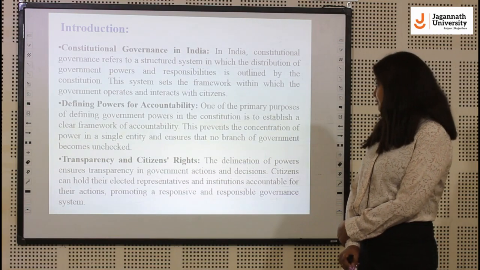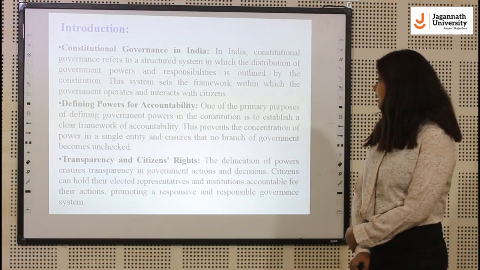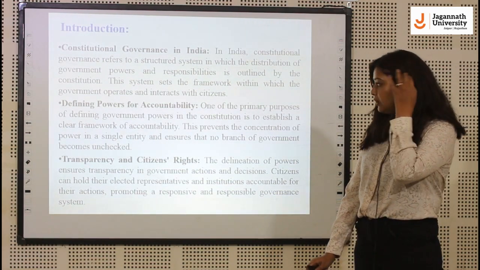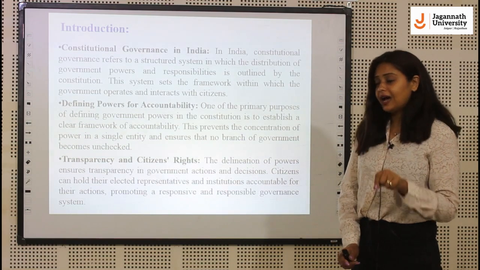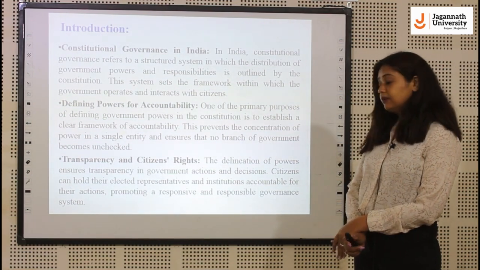Transparency and citizen rights. The defined powers ensure very good transparency in government actions and decisions, and citizens can hold their elected representatives accountable for their actions, promoting a responsible governance system.